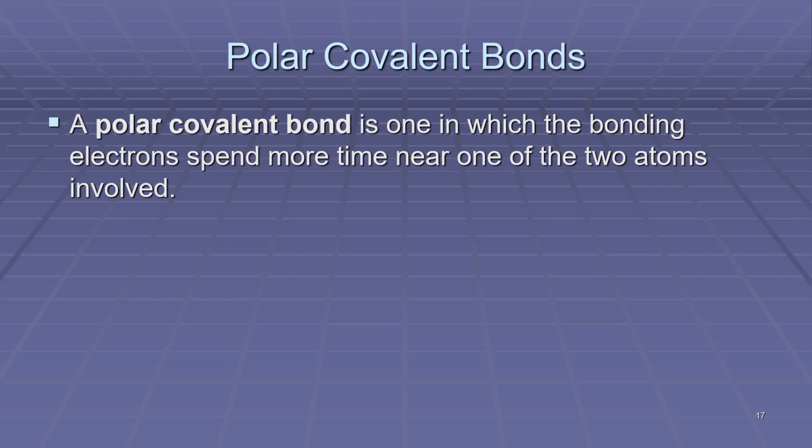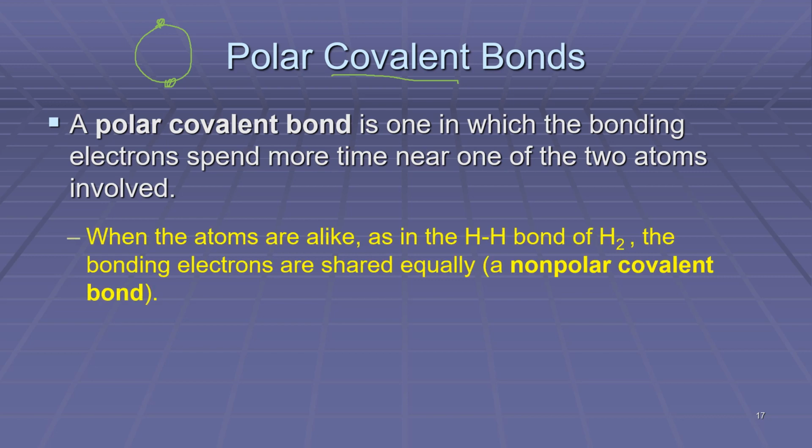Now, we have something called a polar covalent bond. So covalent, again, means sharing. Polar has to do with, if you think about the Earth, where are the poles? The poles are at the 2 extremes, so there's kind of a difference between them. So a polar bond is one where there's a difference between the 2 ends of the bond. So a polar covalent bond is one where the bonding electrons are not shared evenly, and the electrons spend more time near one of the atoms than the other atom. So let's look at some examples.